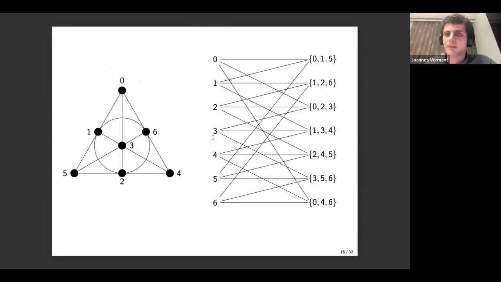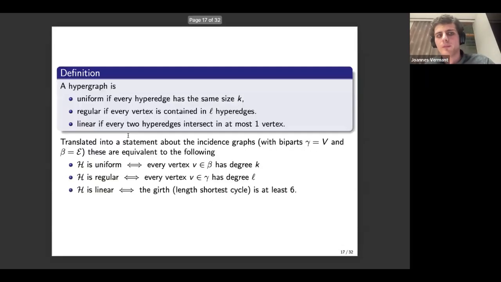So this example is precisely the group hypergraph for this Cayley incidence graph shown before. We need some more terminology before we can state the precise relation between certain hypergraphs and these Cayley incidence graphs. So this is some hypergraph terminology.